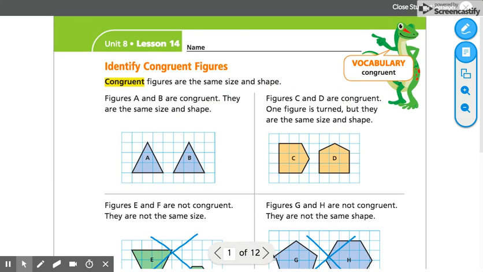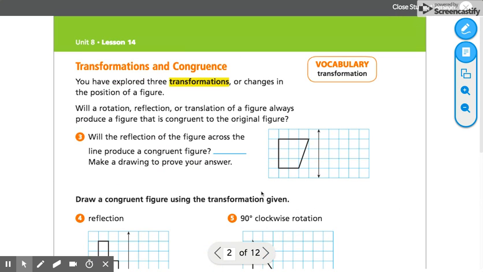Now we're going to apply what we just talked about with congruency to our transformations. So our transformations we talked about yesterday were rotation, remember, which is a turn of a shape, reflection, which remember is a flip over a line, and translation is when we slide our figure across the line. So the question is, will the reflection of the figure across the line produce a congruent figure? Remember, congruent is an object that's the same shape and same size. Will it still be congruent to each other? So let's go ahead and try it.